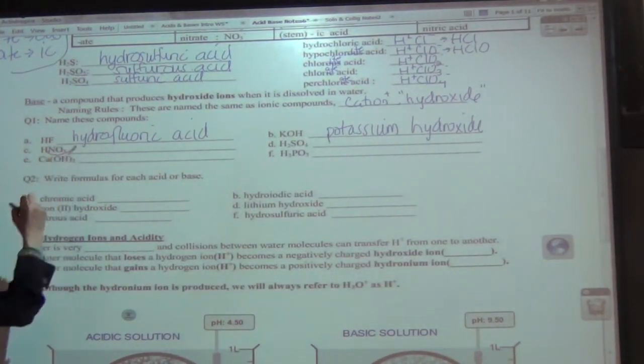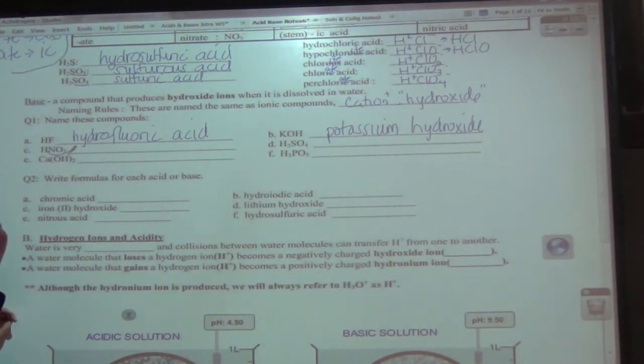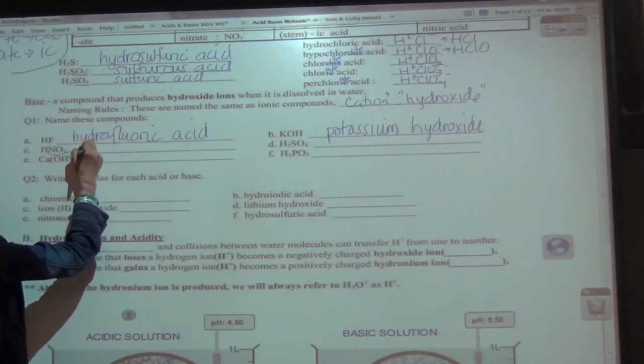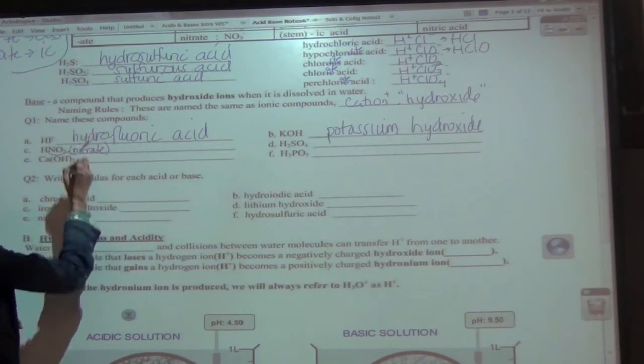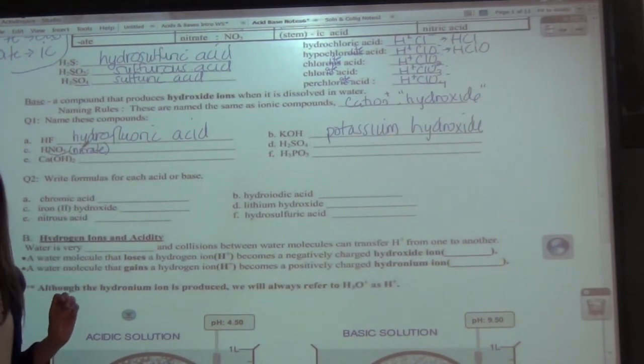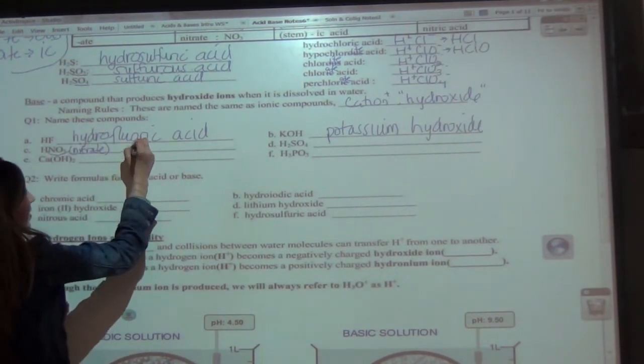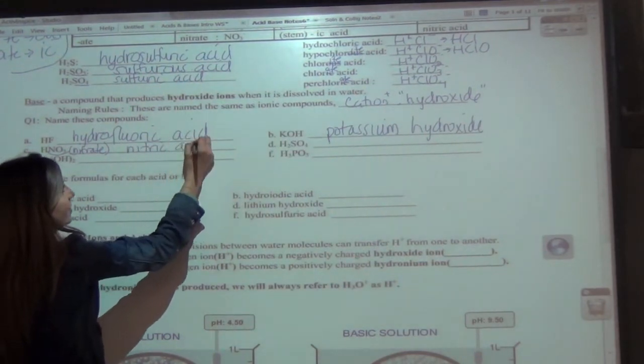Which NO3, everybody, what is that? Nitrate. So if it's nitrate, what does the ate change to? Ic. Okay, so what do you think this one would be? Nitric acid. Very nice. Nitric acid.